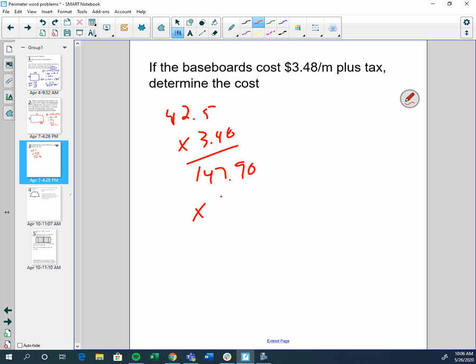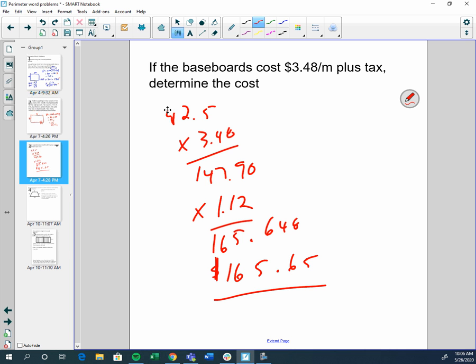$147.90. Add on the tax by multiplying by 1.12. And you get $165.648. We have to round that: 165.65. You must round properly. Don't just drop off the 8. You have to round that 0.648 up to 0.65. Okay, so that is our final amount right there.